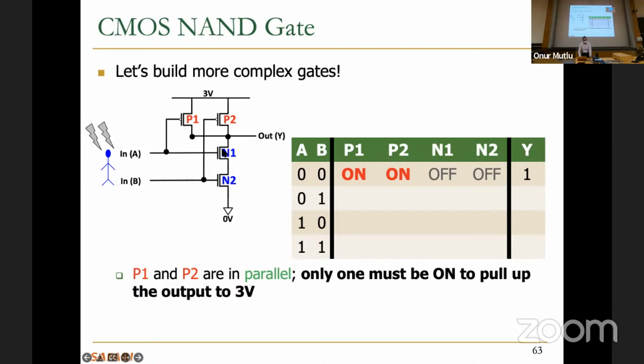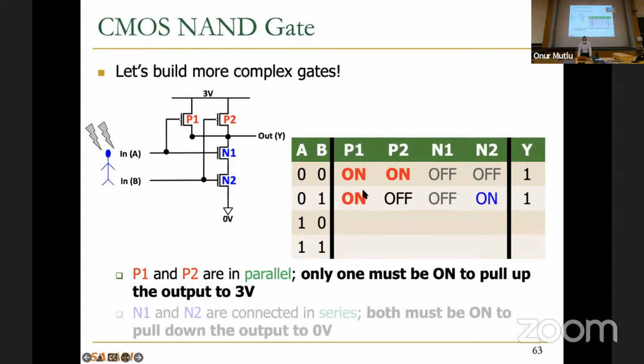This is disabled. B is 1. This is disabled. And this is enabled. But it doesn't matter if this is enabled because this is disabled. This is still an open circuit, so output doesn't get connected to 0. And because this gets connected to the output, you get, again, 3 volts at the end.